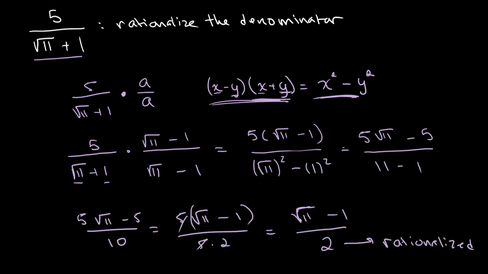Once again we have to remember that it's okay to have irrational numbers in the numerator. They just can't be down here in the denominator.